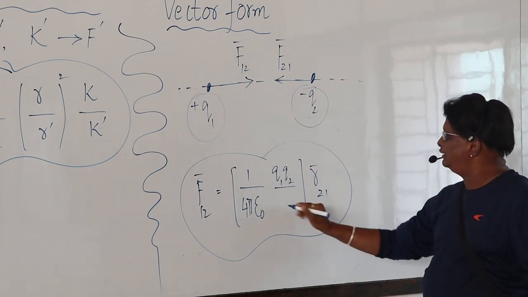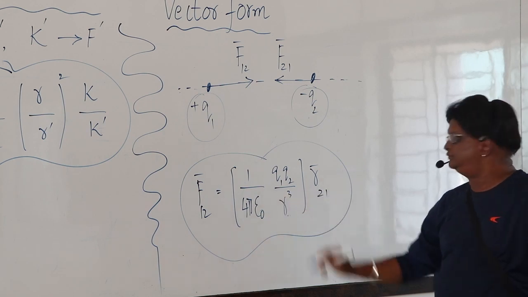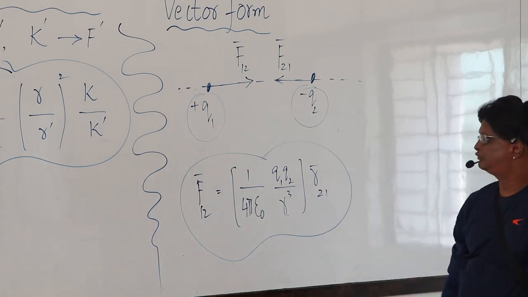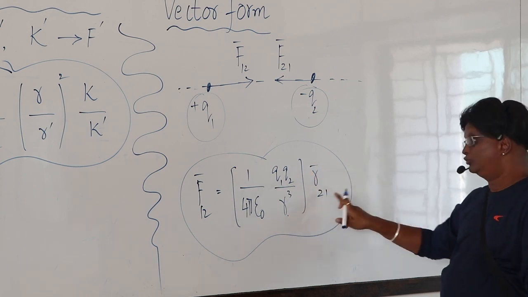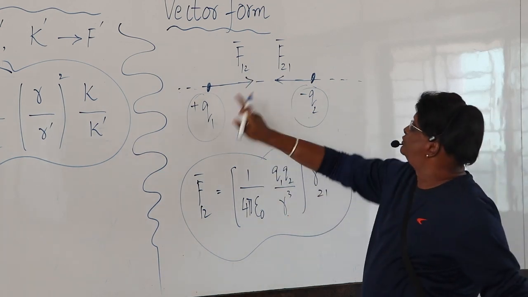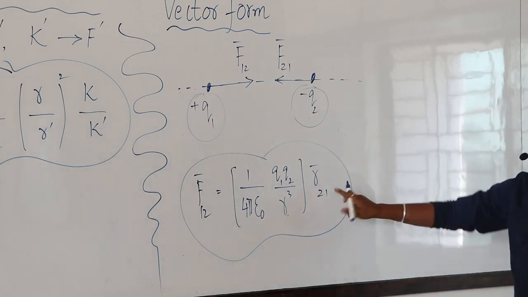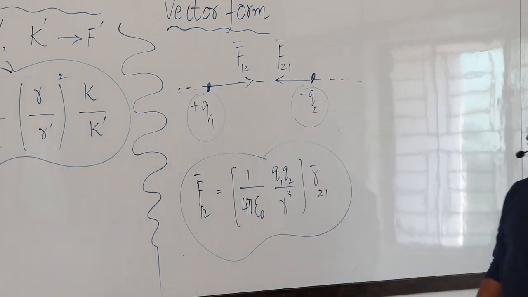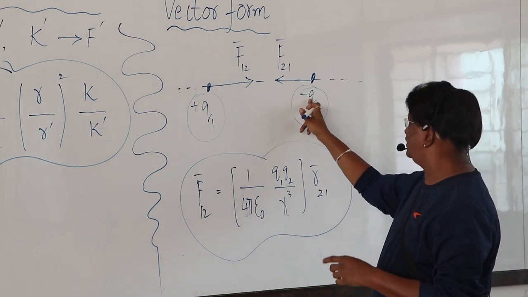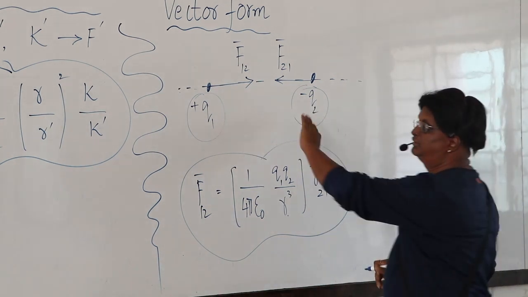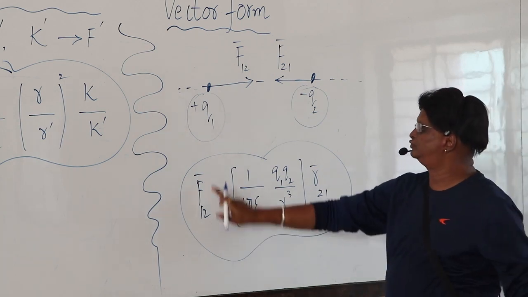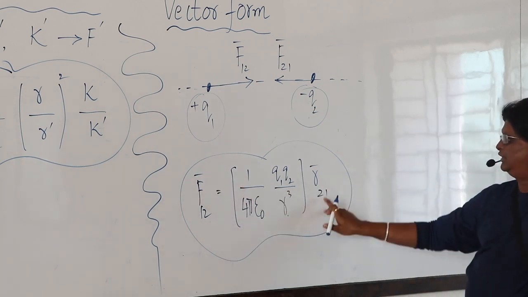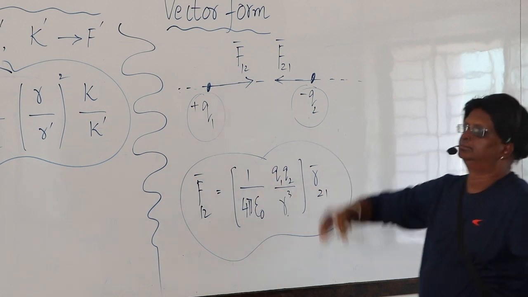And please do remember here this is the R cube term. In the scalar form you have taken the R square term, but here it is R cube. And this is R21 bar, because this F12 bar towards Q2 is there. Therefore it is R21 bar. Supposing the same, if I take them as like charges, it will be away from Q2. As a result, this F12 bar, here also it becomes R12 bar.